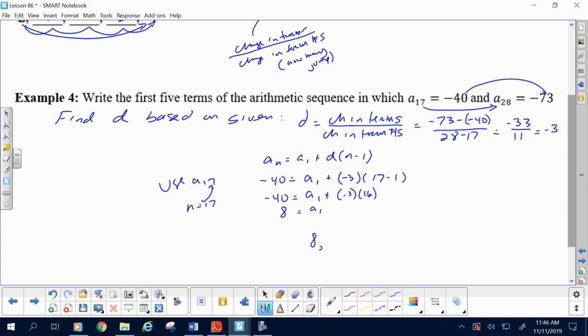How do I get the next term now? Add -3. So what was the second term? 5. And the next? 2. And the next? And the next? Would those eventually get to -40 later on, and then -73 even later than that? Okay. That one was a little harder. We had to do quite a bit of work there.